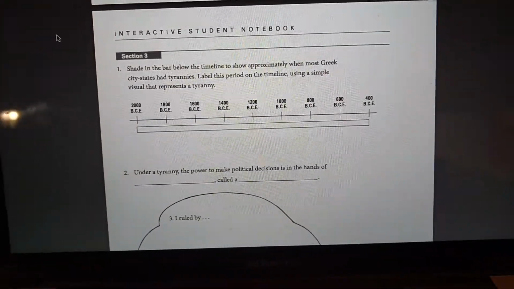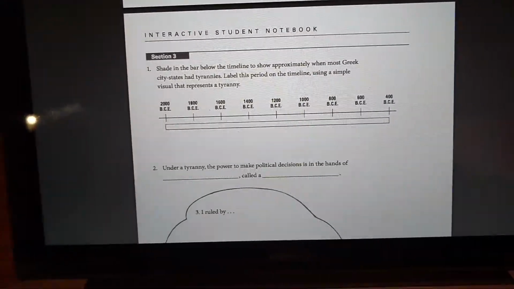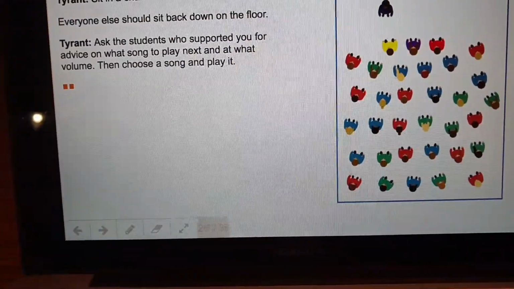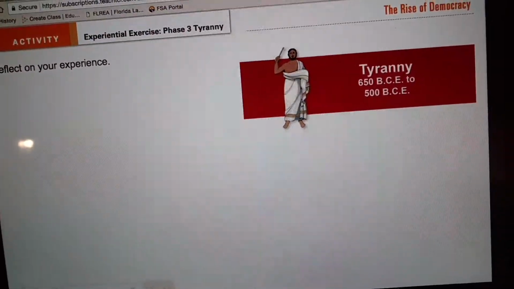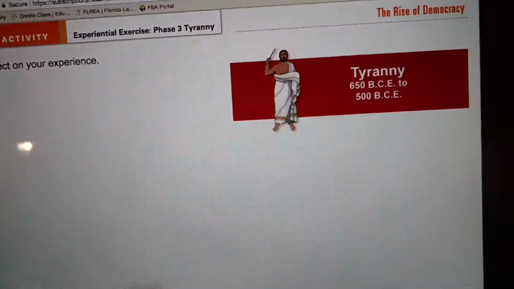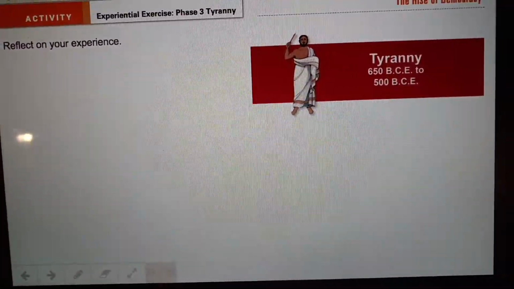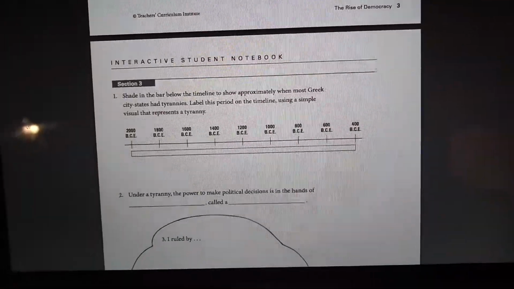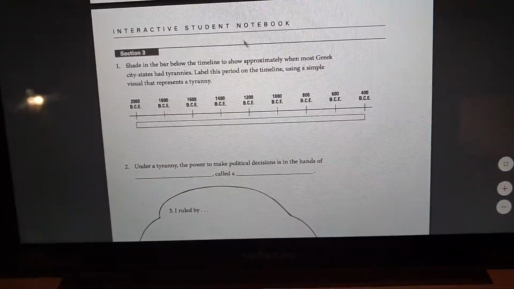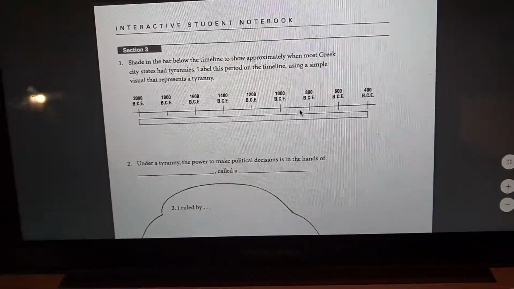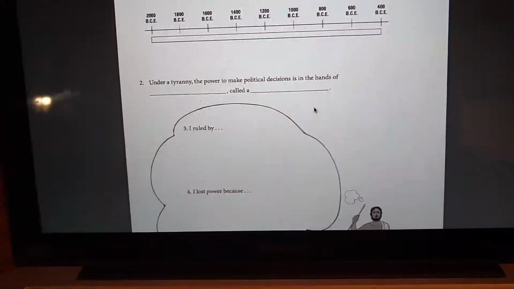Now, when we looked at Tyranny, that's going to be located over here. You can see Tyranny is from 650 to 500 BC. So from 650 to 500 BC is when you're going to have your Tyranny timeline zoomed in, or highlighted. Now, under Tyranny, the power to make political decisions is in the hands of one single man.